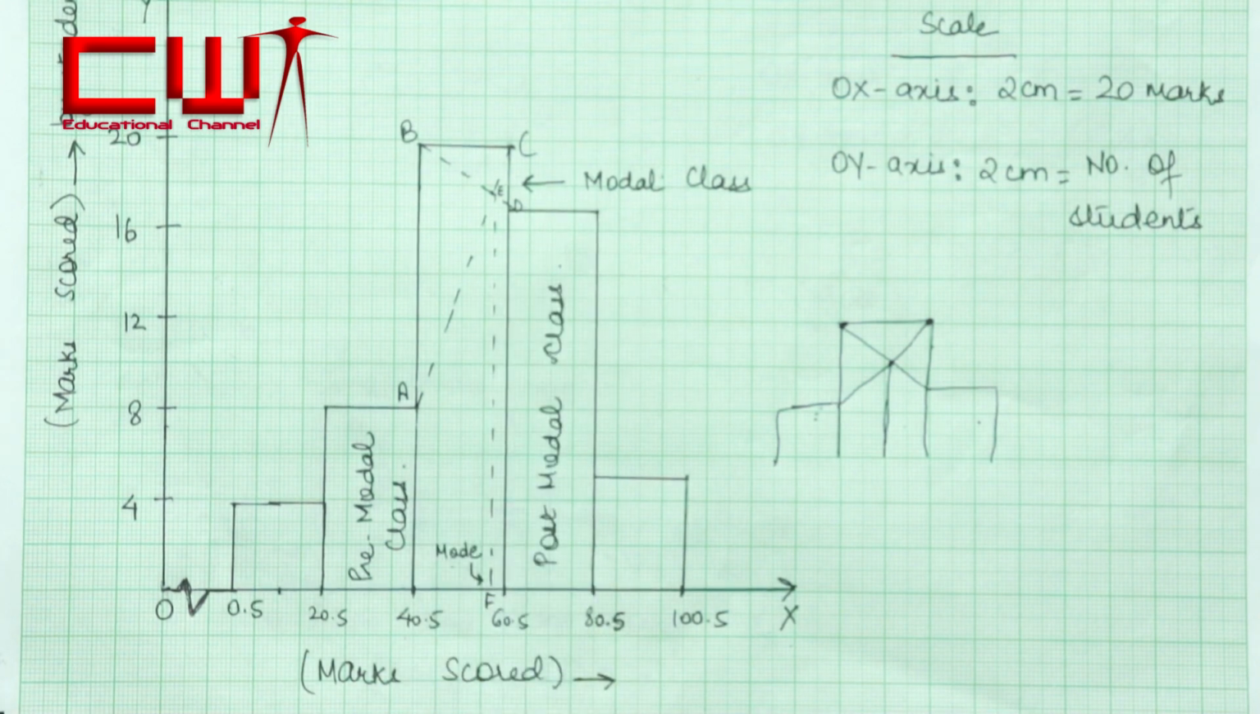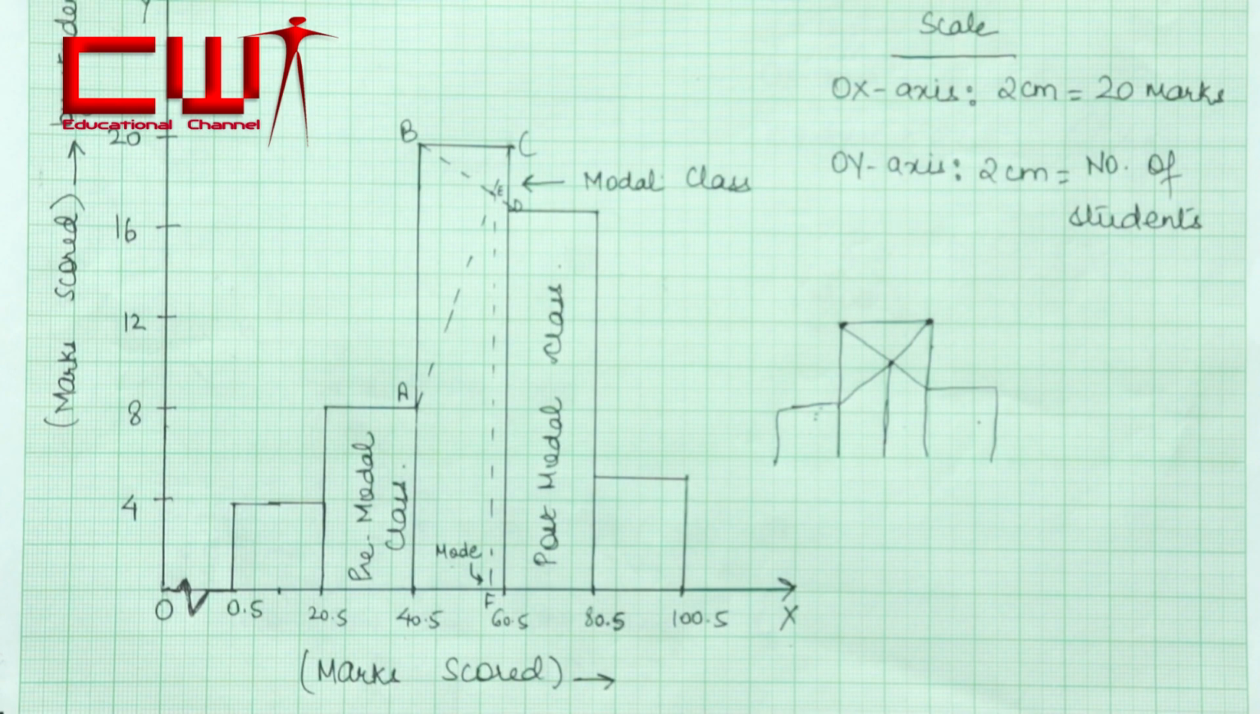The scale on the OX axis is 2 centimeters for 20 marks, so 20, 40.5, 60.5, 80.5, 100.5. The difference here is 20. On the OY axis, I have taken 2 centimeters for the number of students. This is how you will find the graph. And remember what a crink mark or false baseline mark is. This was the third question of exercise 6.2, page 147.